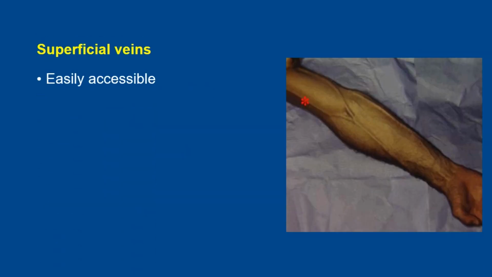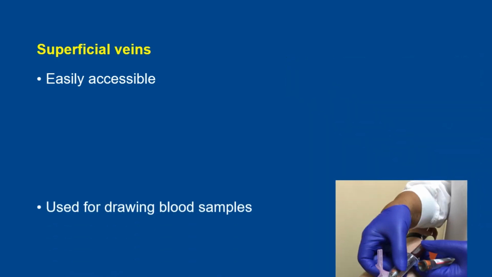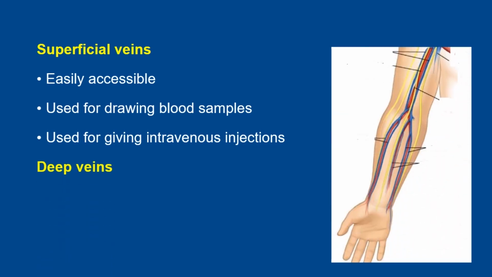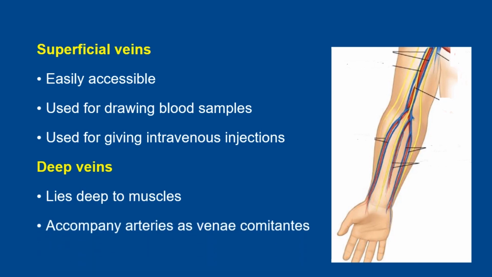Superficial veins are easily accessible. Here in this picture we can see these superficial veins which are very easily accessible, and they are used for drawing blood samples and for giving intravenous injections. Now the deep veins, as we know, lie deep to the muscles, and they accompany the artery as venae comitantes.